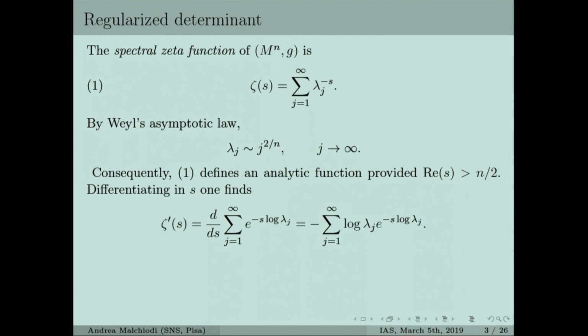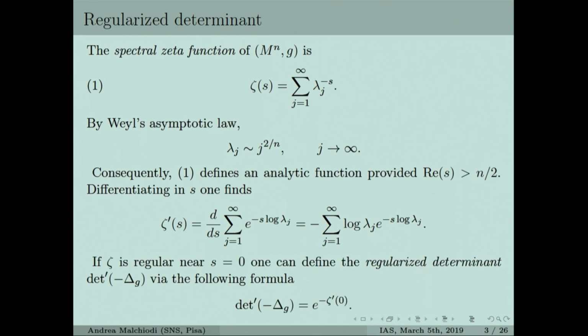So you differentiate the zeta function with respect to s, and you write lambda to the minus s as e to the minus s log lambda. So differentiate with respect to s, and you get this expression. And if you take s to be 0 in this formula, then you get the sum of the logs of lambda j, which is formally like the log of the infinite product of the lambdas. Then you define this function, determinant prime, to be exactly this expression.